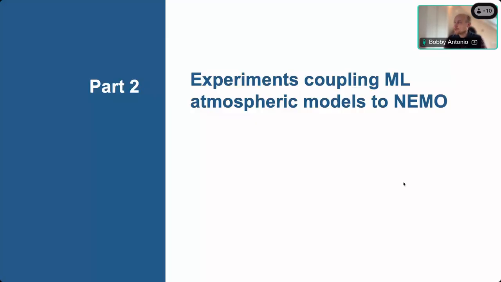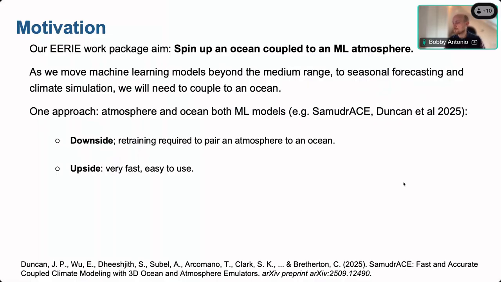So I'm going to move on now to the next thing we've been working on, or the next step. This is coupling a machine learning atmospheric model to NEMO, a dynamical ocean. And the reason we're doing that is, as I said before, we're really interested in improving the efficiency of coupled ocean spin-up. So our approach is to replace the atmosphere with a machine learning atmosphere, and that effectively almost halves the compute resources you need to do the spin-up.